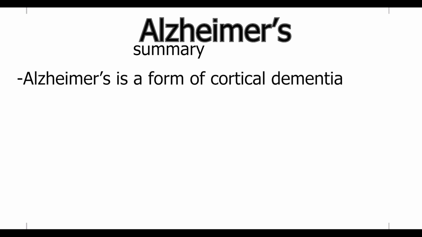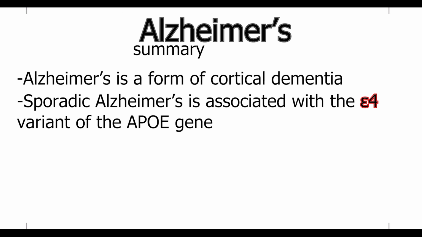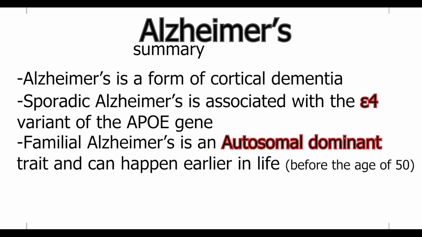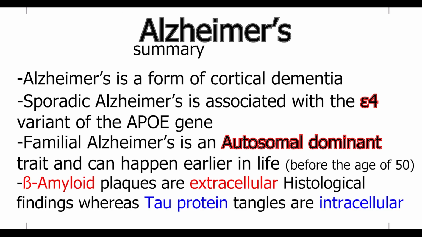So if you have taken nothing out of this video, just keep these couple of notes with you. Alzheimer's is a form of cortical dementia. Sporadic Alzheimer's is associated with the Epsilon 4 variant of the APOE gene. Familial Alzheimer's is an autosomal dominant trait and can happen earlier in life. Usually it happens before the age of 50, but it could also be delayed. Beta amyloid plaques are extracellular findings, whereas tau protein tangles are intracellular.